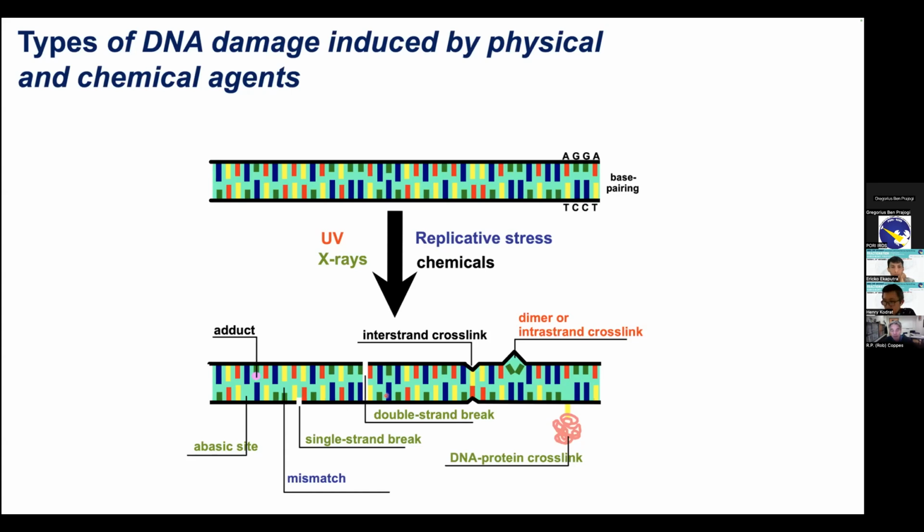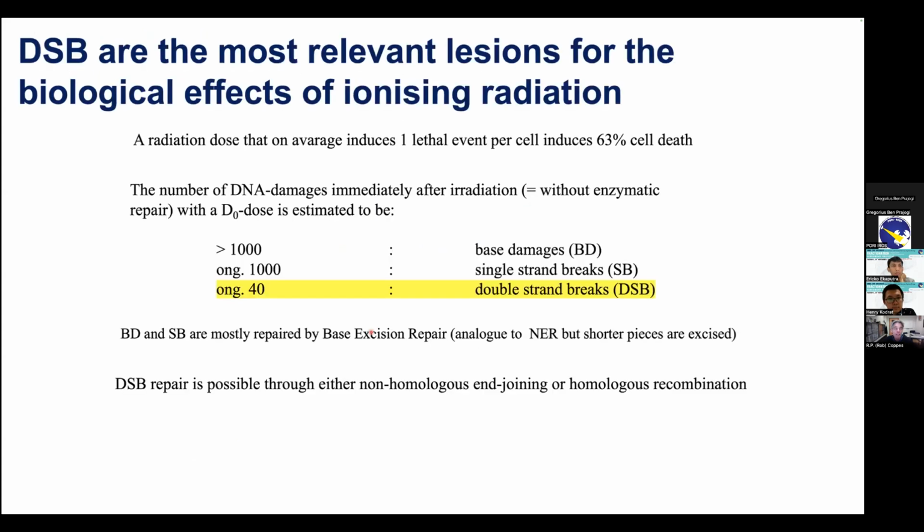These double-strand breaks are responsible for the effect that I showed you in the previous slide, where you have a mixed-up number of DNA copies in your cell. Indeed, it has been shown that double-strand breaks are the most relevant lesions for the biological effect of ionizing radiation. One such event induces about 63% cell death, because sometimes you have zero events, and sometimes you have too few events, and that doesn't overkill your cell. For one gray, there are about 1,000 base damages and about 1,000 single-strand breaks, but these can all easily be repaired by copying the other strand, for instance, by base excision repair.